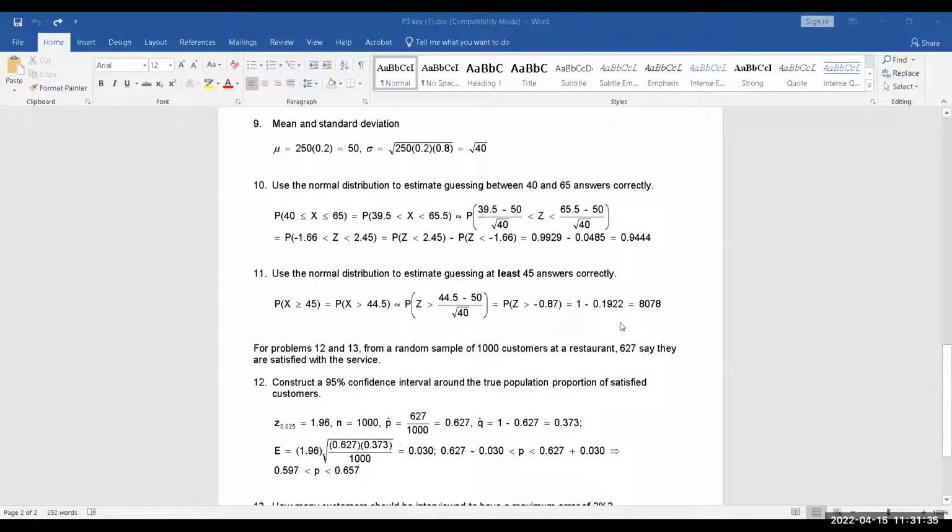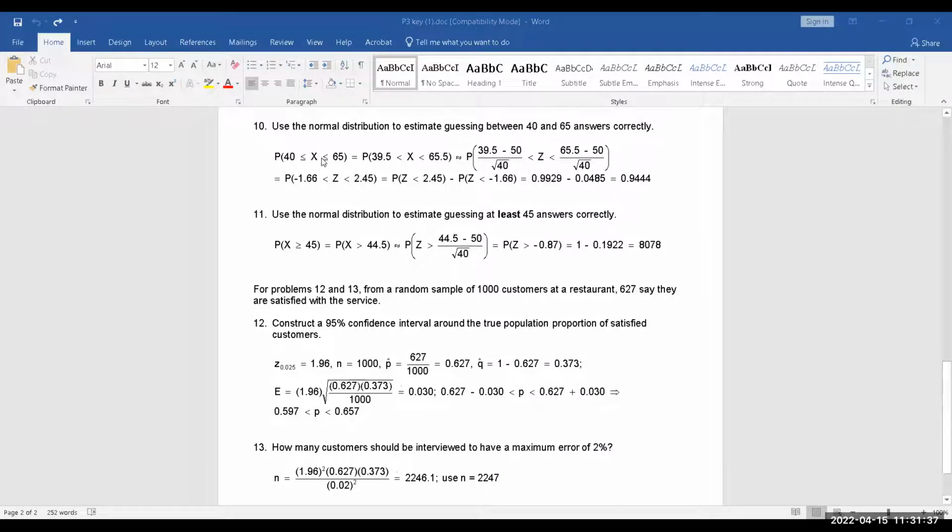Okay, so let's look at this for a moment. We said, look at this line here. Probability that X is between 40 and 65 is the same as it's between 39.5 and 65.5. We said the mean was 50 and the standard deviation was root 40. So all I've got to do is calculate 2 z-values. That's it, just 2. Lower z-value, 39.5 minus 50 over the square root of 40. You see that? That's the z-value of negative 1.66. And then on the other side, 65.5 minus 50 over the square root of 40. That's the z-value of 2.45. Now, when I look those up in my table, I don't have to do any more calculating.